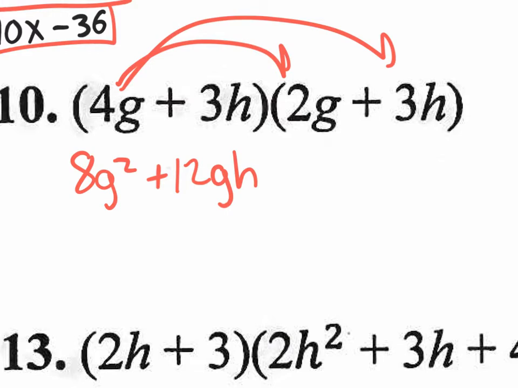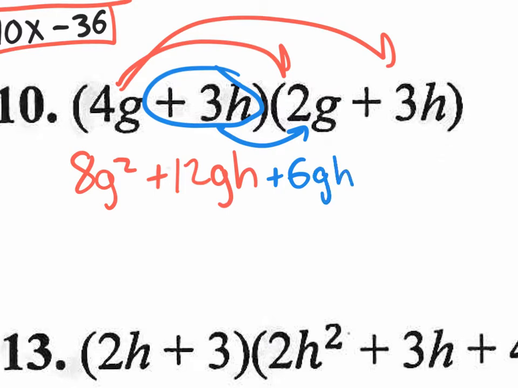Now let's distribute the 3h, the positive 3h times 2g. Well, 3 times 2 is 6, and h times g is hg, but let's write it in alphabetical order, which means we're going to get gh again. And last but not least, 3h times 3h. 3 times 3 is 9. h times h is h squared. There you go, 9h squared.